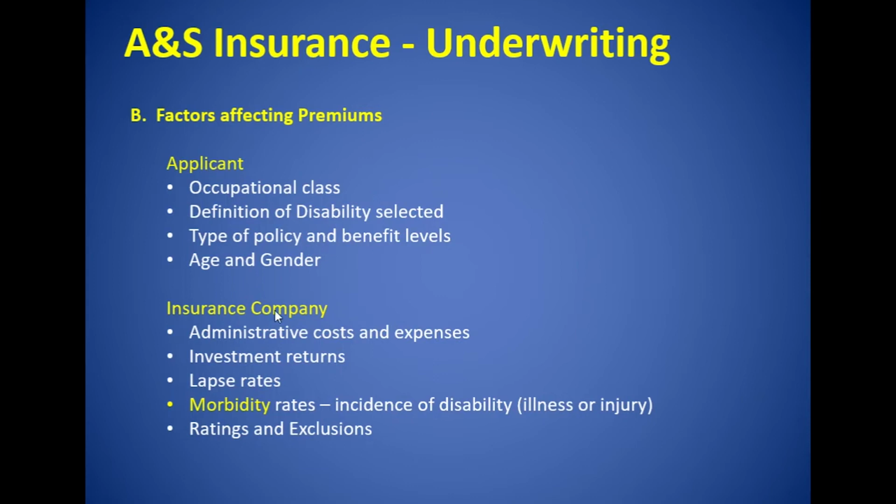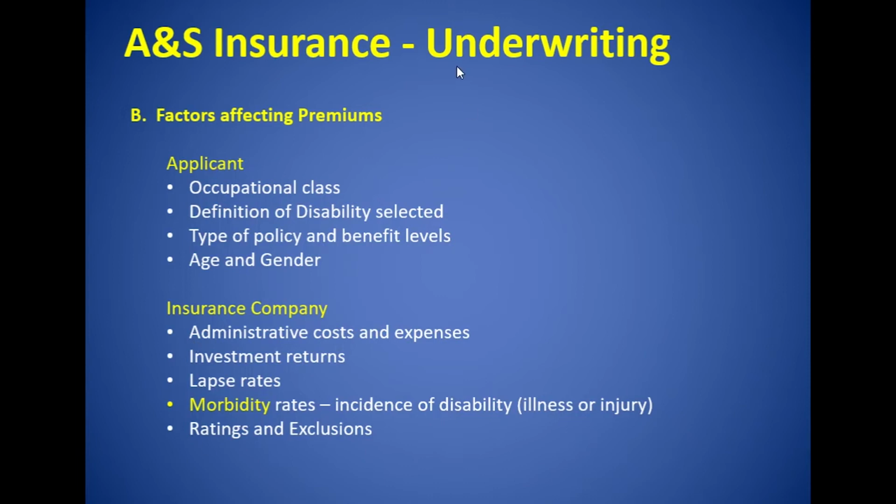Factors relating to insurance companies. Obviously, as you may recall, insurance premiums are usually impacted by administrative costs, investment returns, and for life insurance companies, it would be mortality rates. But what's different for disability insurance is they look at morbidity rates. Morbidity rates are the incidence of disability or illness or injury in a certain market segment, or the demographic that we are dealing with.